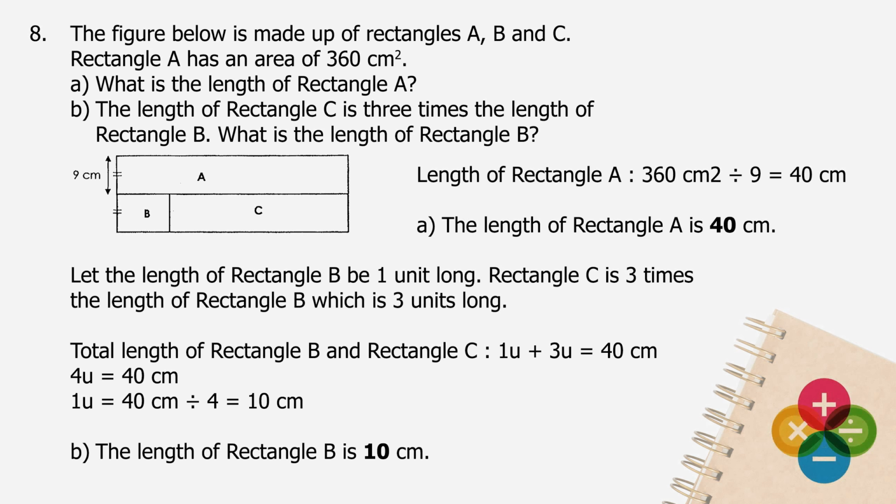The length of rectangle A will be, divide 360 square centimeters by 9, and the product is 40 centimeters. A. The length of rectangle A is 40 centimeters. Let the length of rectangle B be 1 unit long. Rectangle C is 3 times the length of rectangle B, which is 3 units long. The total length of rectangle B and rectangle C will be, add 1 unit to 3 units, and is equal to 40 centimeters. 4 units is equal to 40 centimeters. 1 unit will be, divide 40 centimeters by 4, and the quotient is 10 centimeters. B. The length of rectangle B is 10 centimeters.